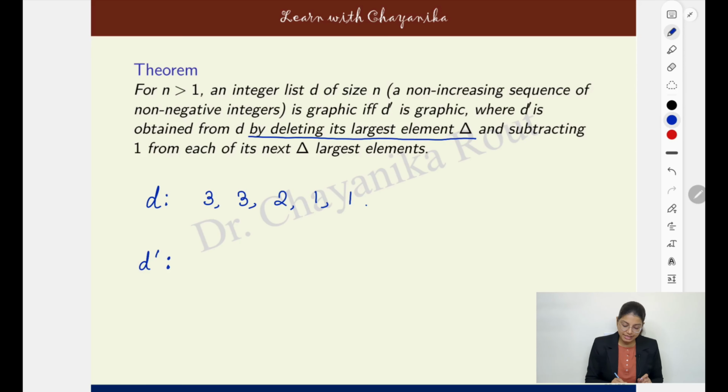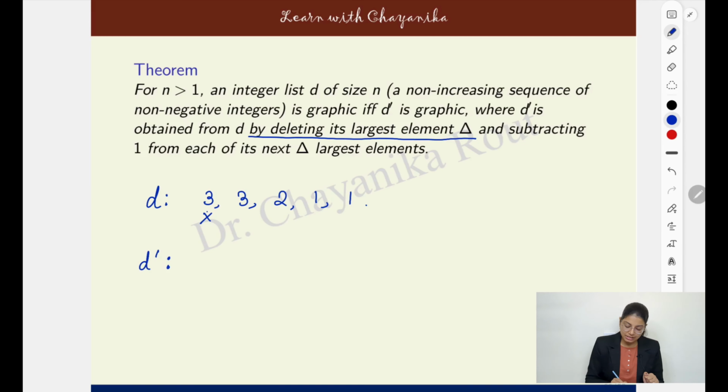Largest element means, in D, the largest degree value that you have. Now since it is already arranged in non-increasing fashion, the largest element is residing in the very beginning of the sequence. So this is the largest element, 3. So I am going to delete this element.